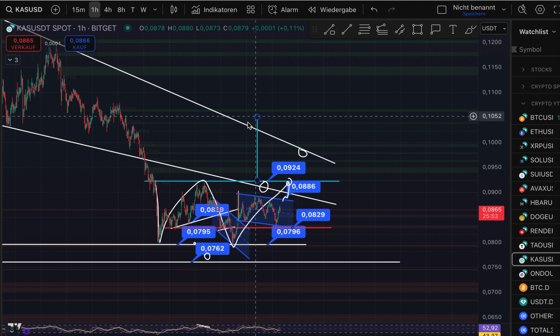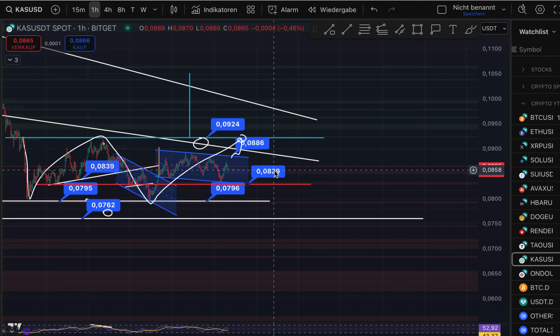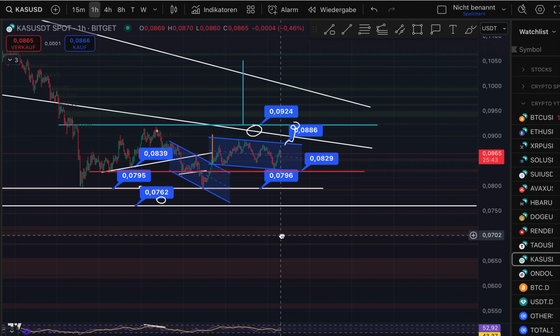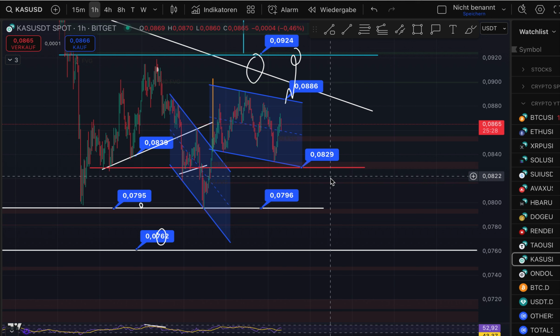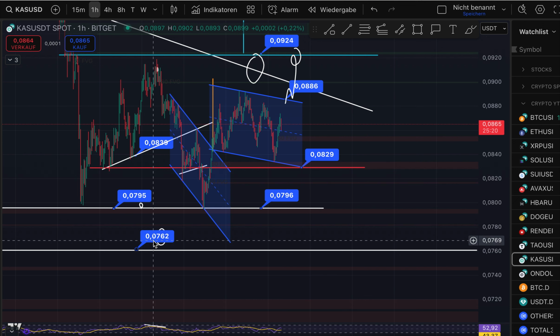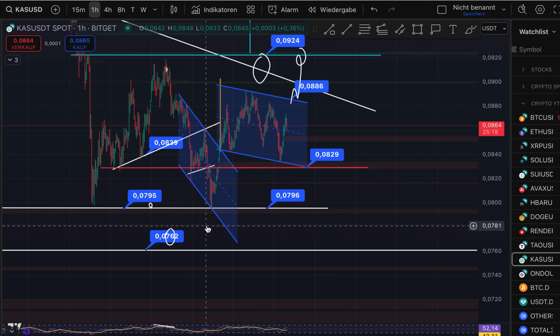So what if we break the 8.3 cents to the downside? Then I think that you can already see it. The lower part of the bull flag and the red trend line are crossing each other. So if we lose the cross, then I think that the bullish scenario is done. We should drop to 8 cents again, and we can even get lower prices down to 7.6 cents for Kaspa.